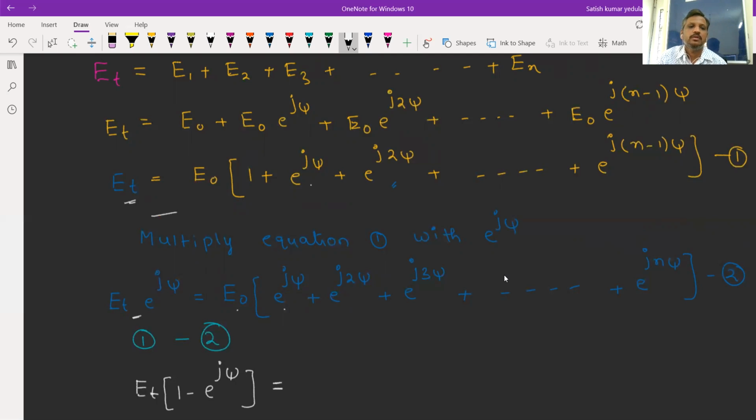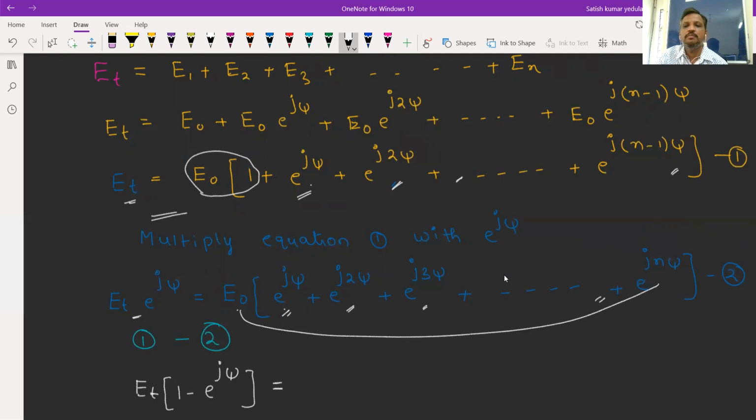In this equation, the first term of the second term will get cancelled. In the third term, the second, third and fourth terms, and the term before this one, will be cancelled. What remains is only E naught into 1 and E naught into e power jn psi. We'll try to draw that. So write E naught into 1 minus E naught into e power jn psi. This is what is left.